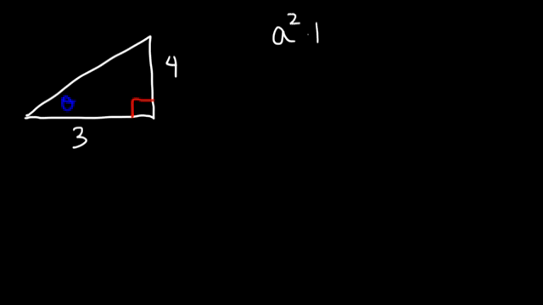Now let's say we're given a right triangle and we have the value of 2 sides. Let's say this is 3 and this is 4. And here's the angle theta. Find the missing side of this right triangle and then find the values of all 6 trigonometric functions: sine, cosine, tangent, secant, cosecant, cotangent. Now to find the missing side, we need to use the Pythagorean theorem.